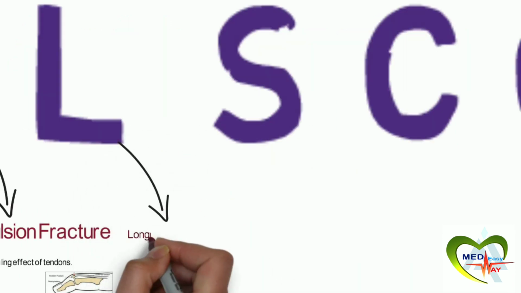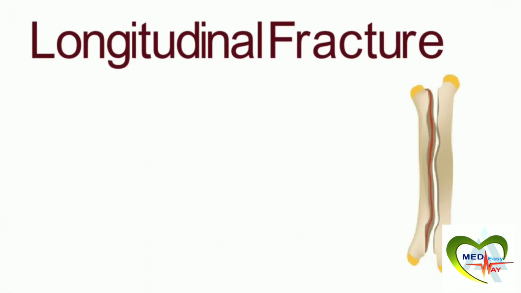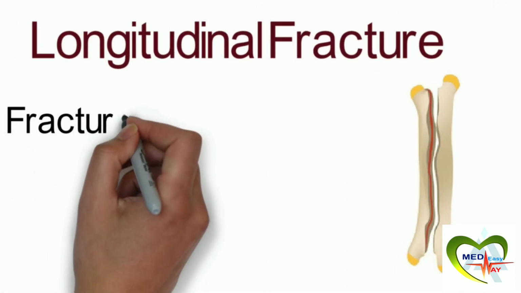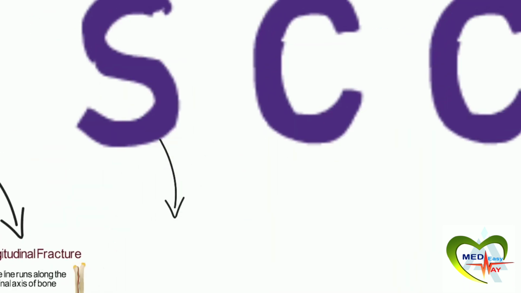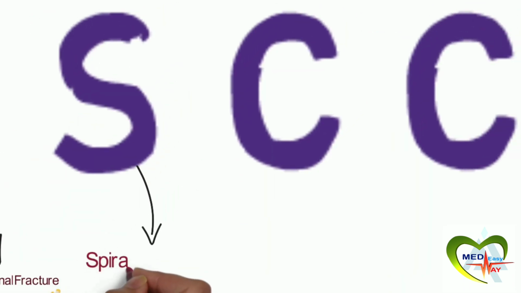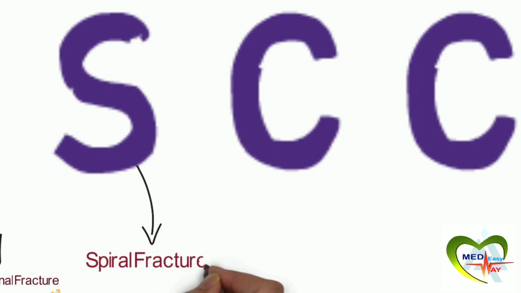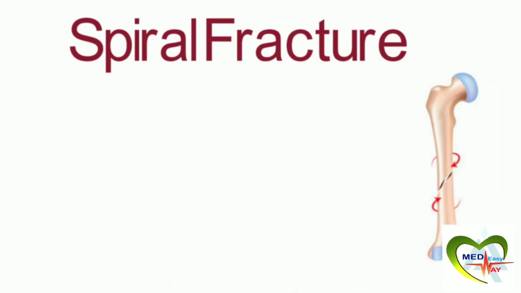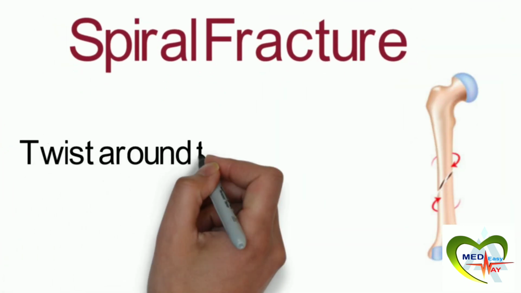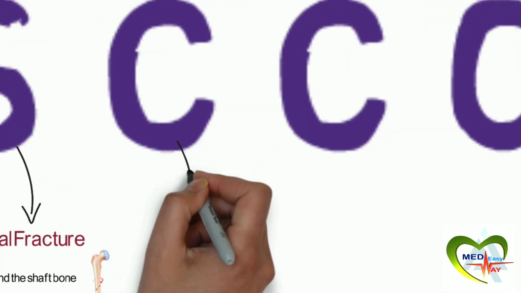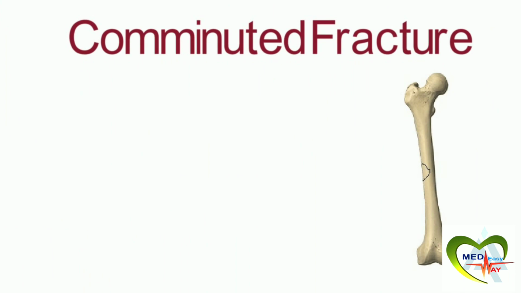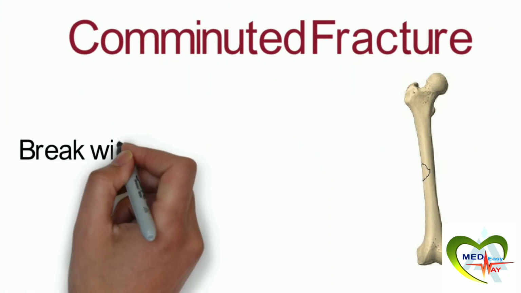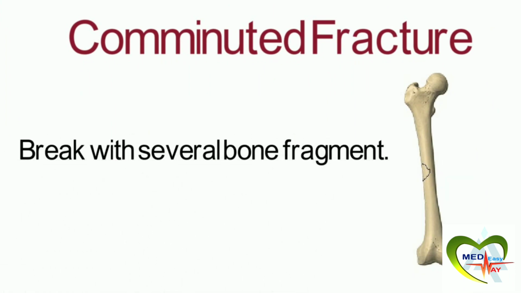Next, L is for longitudinal fracture. It is an incomplete fracture in which the fracture line runs along the longitudinal axis of the bone. Next, S is for spiral fracture. It is a fracture in which the line of fracture twists around the shaft of the bone. Next, C is for comminuted fracture. It is a fracture that breaks into several bone fragments.